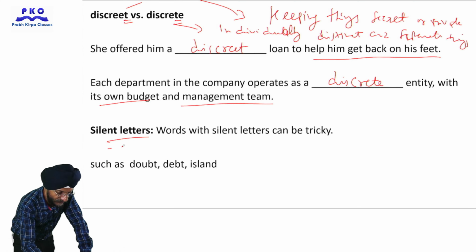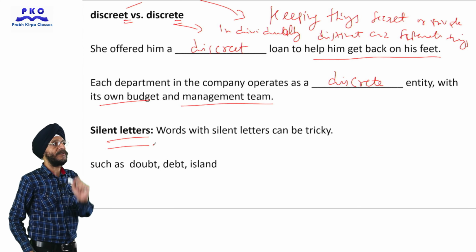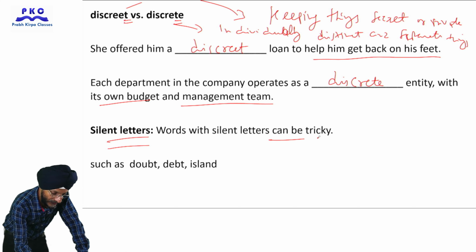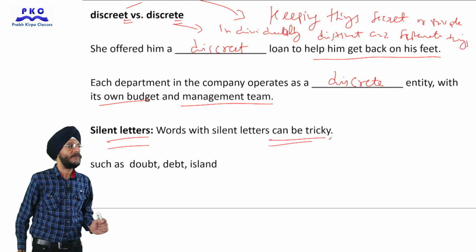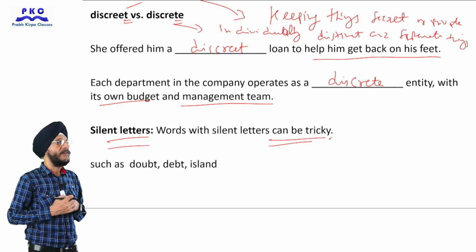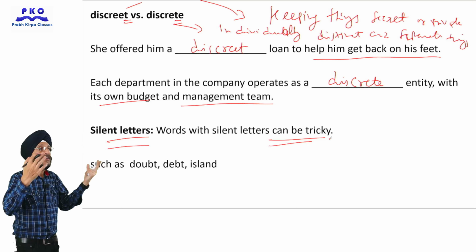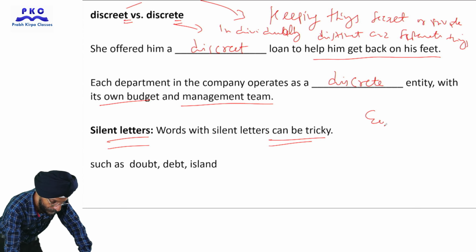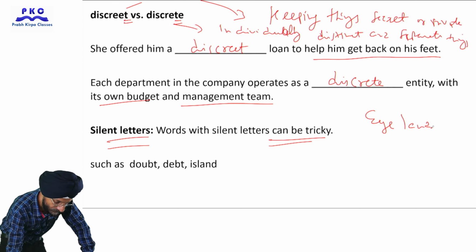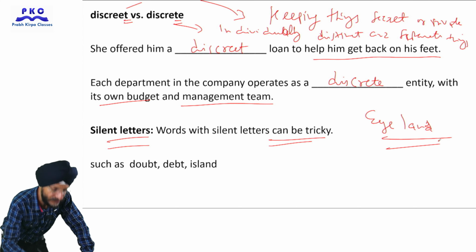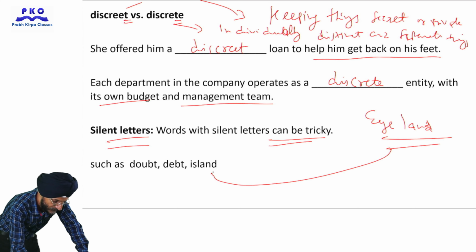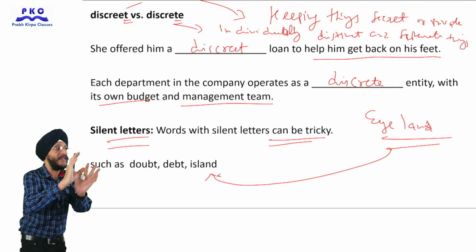Then there are certain words which have silent letters. Such words can be tricky. When we speak doubt, debt, island, while we are speaking island, in pronunciation we are saying island. But actually, when we are to write, it is I-S-L-A-N-D, like Iceland.